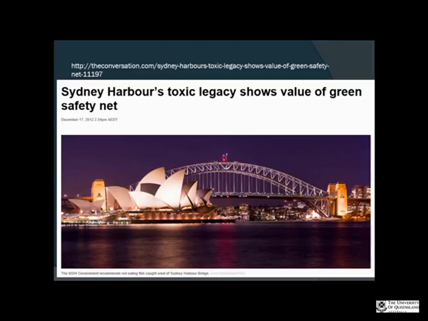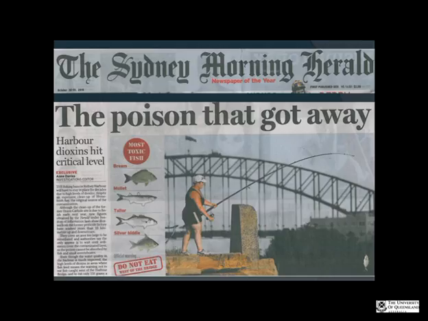Now, that ban, you can see here, this is the Sydney Morning Herald, and this is from 2010. It says harbour dioxins hit critical level, and it lists the official warning for the type of toxic fish that must not be eaten if captured west of the bridge. And this was the result of contamination that had leached into the harbour and had really got so out of control that it was posing health and safety concerns for the community as a whole.